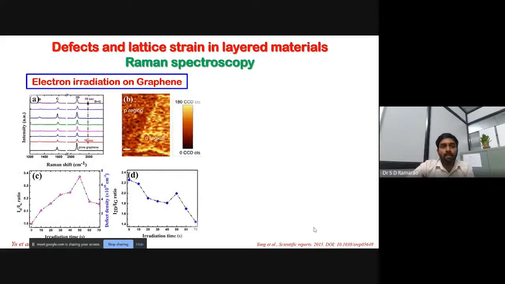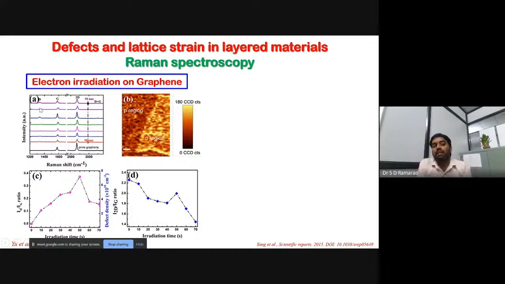graphene. Like you take graphene and you send incident electrons, and we are intentionally creating defects to understand whether Raman spectroscopy is useful or not. And here you see clearly that you are having the presence of other bands. Okay, D bands are present.